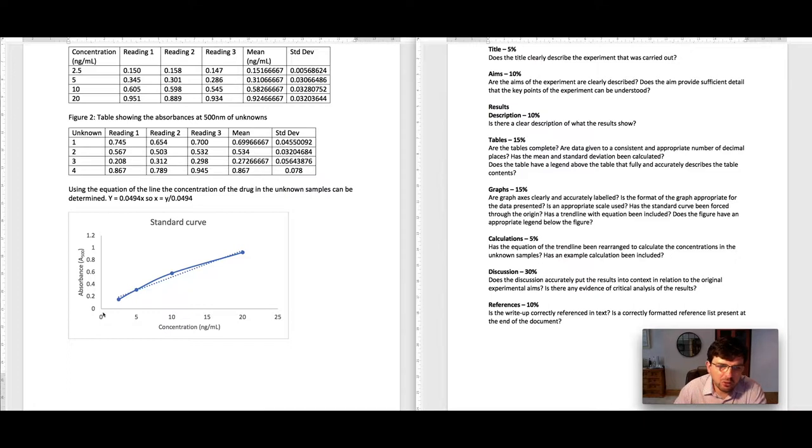So make sure when you're plotting your graphs in Excel that you actually force the trend lines through the origin as well. Strengths of this graph, we do have the labels on the axes, so we know exactly what's been measured.